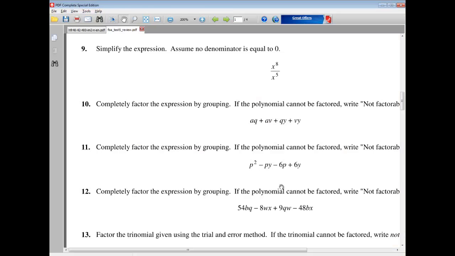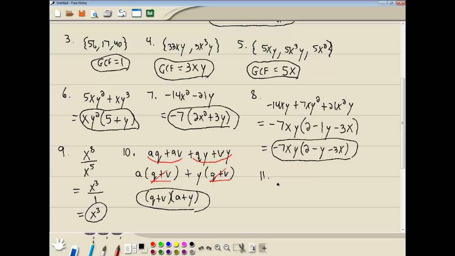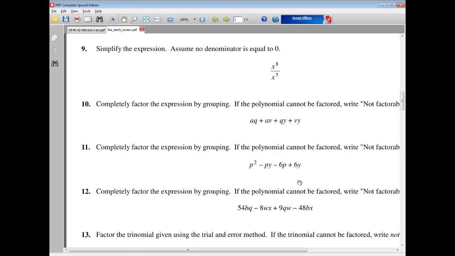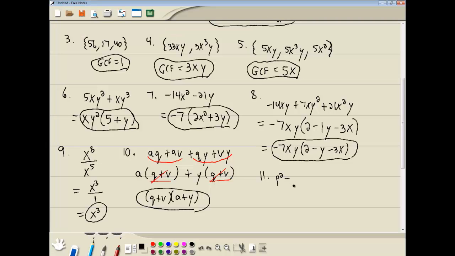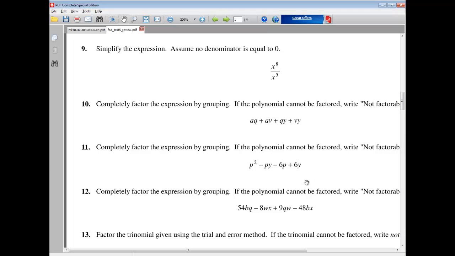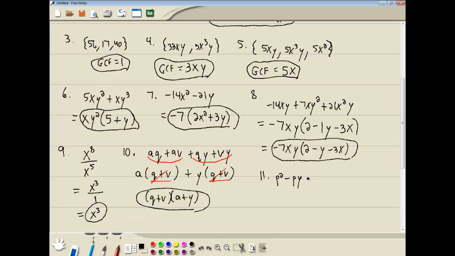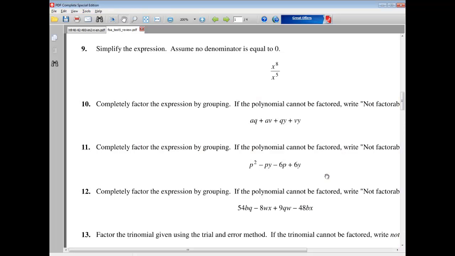Okay, 11. Got P squared minus PY minus 6P plus 6Y.